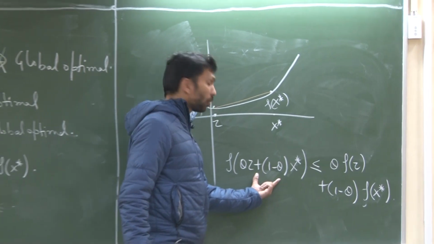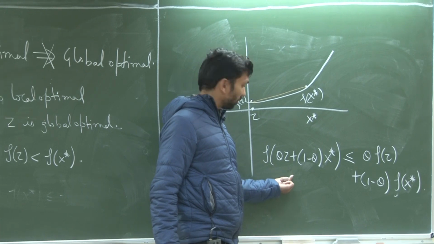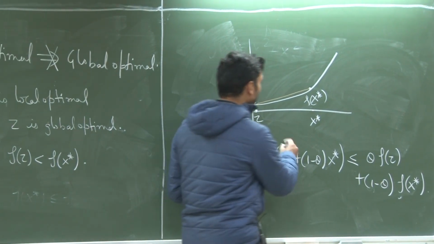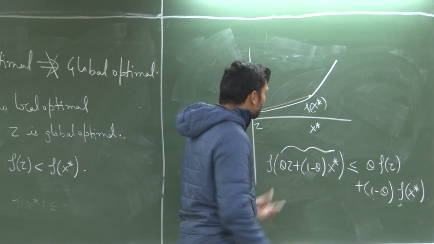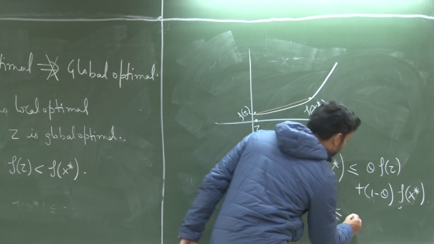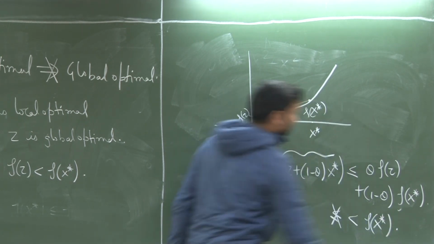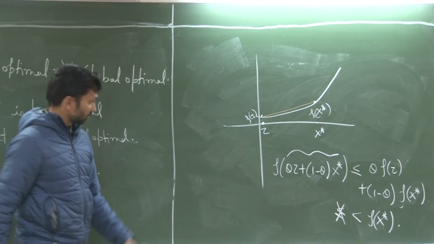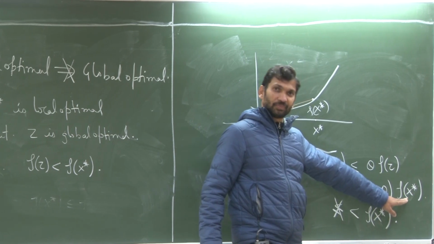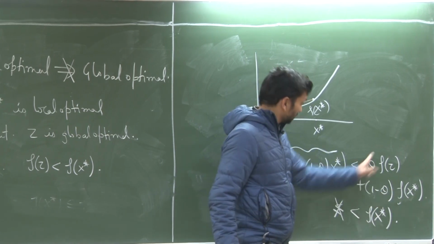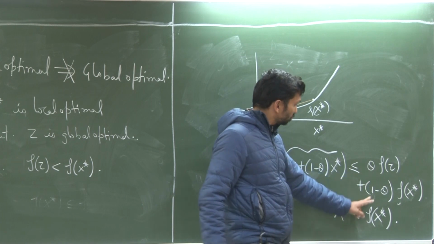Notice that all these points lie in the feasible region because my region is convex. The region on which function is defined is convex. So that means all these points lie in my region. And now the claim is that this quantity is, I should say, strictly less than f x star. This is an easy exercise. Notice that f z is less than f x star. If f z was equal to f x star, this quantity would be exactly f x star. But since f z is strictly less than f x star, these two coefficients add up to 1.